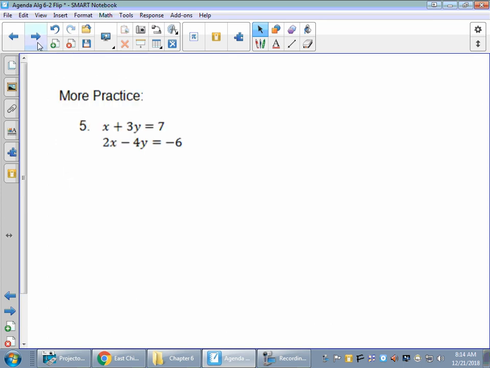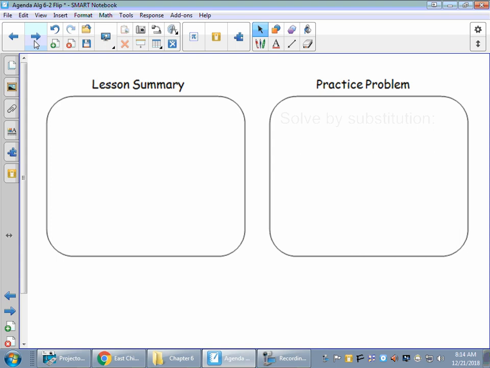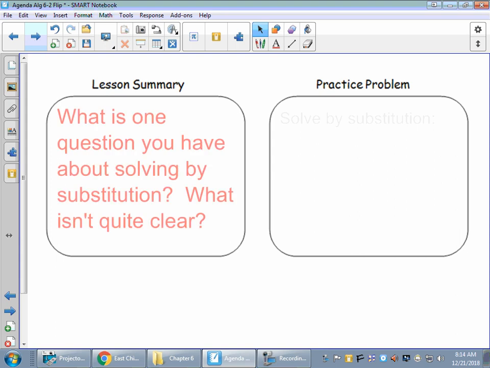Okay? So there are always more practice problems you can do, 5 and 6 here, but that's going to be it. We're going to get into the lesson summary. If you want to do the extra problems, do the extra problems. We'll probably look at them in class as well. But the lesson summary today is, what is one question you have about solving by substitution? What isn't quite clear? I want you to ask something. I'm going to call on people to ask some questions about what you don't quite get about it.